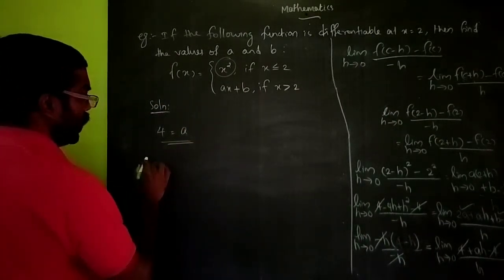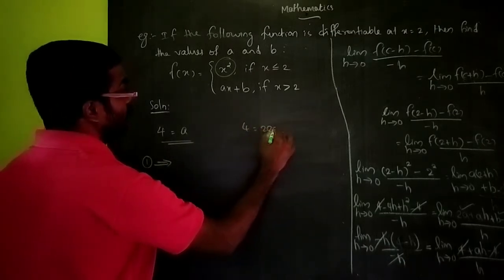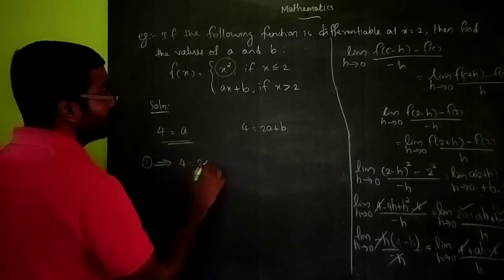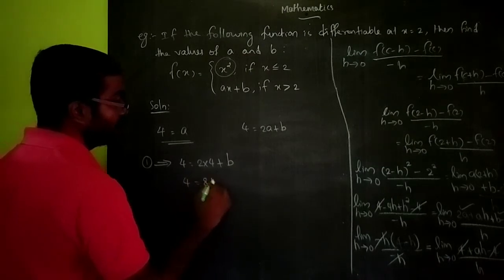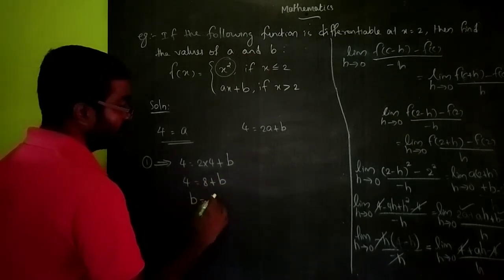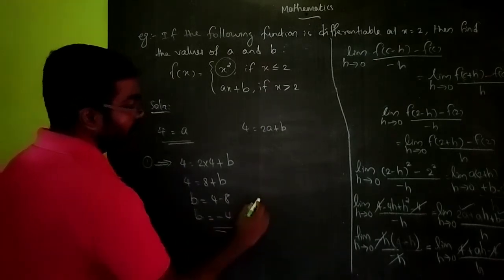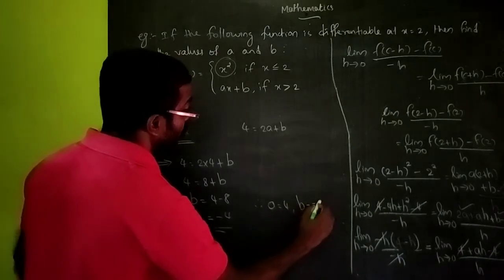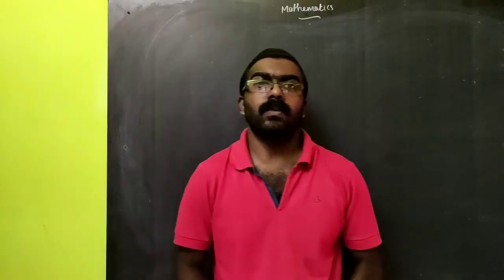Now we can substitute in equation 1. Equation 1 implies 4 equal to 2a plus b. So 4 is equal to 2 into 4 plus b. 4 is equal to 8 plus b, or b is equal to 4 minus 8, which is equal to minus 4. Therefore a is equal to 4 and b is equal to minus 4. Clear? Next one is chain rule.